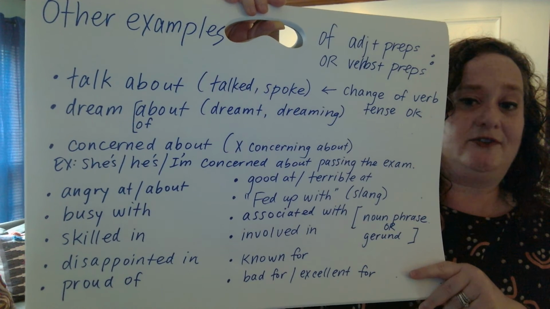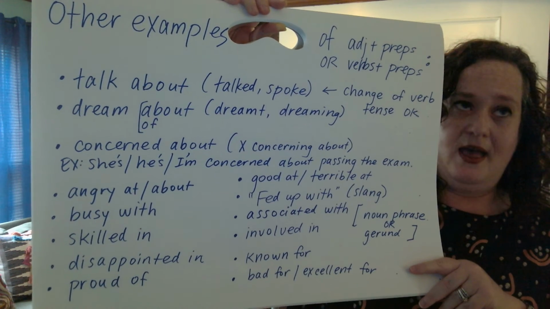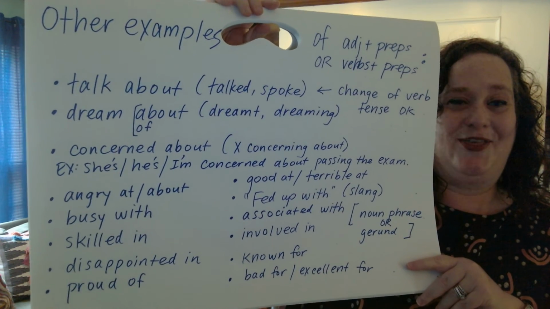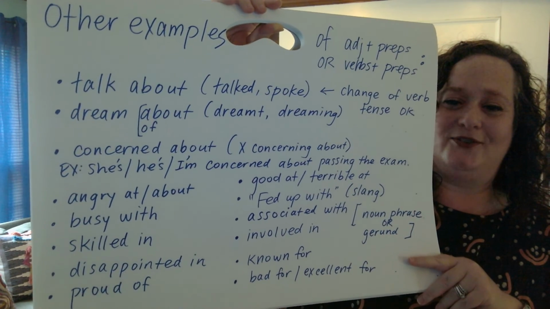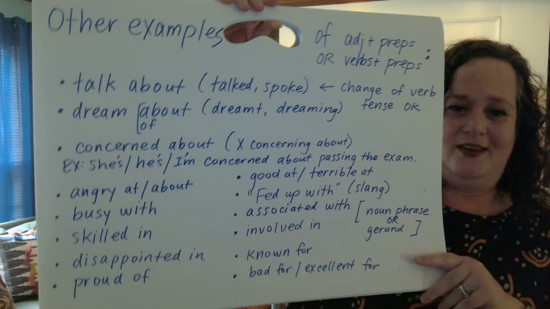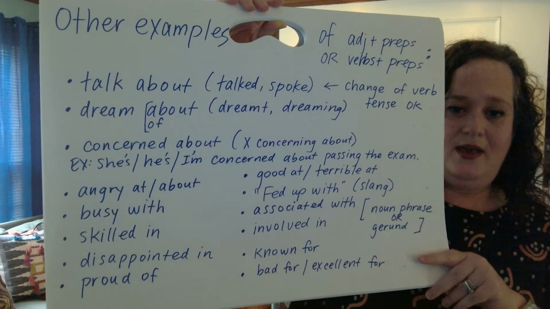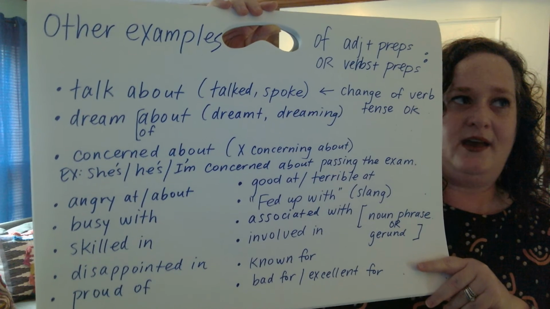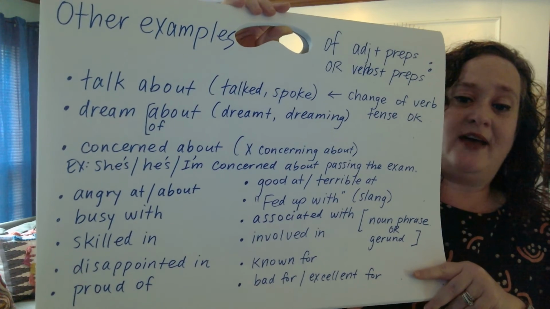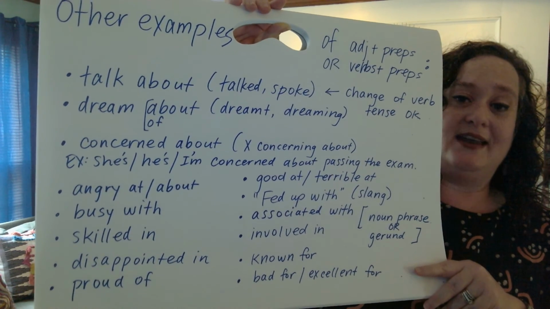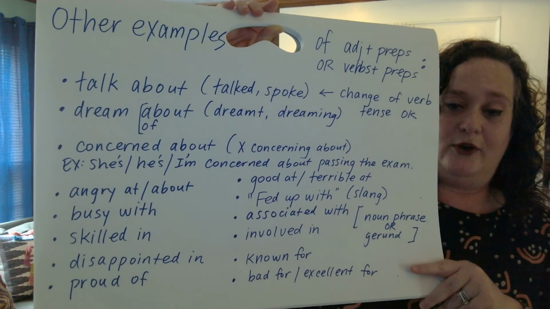The next one is slang, but it's very common. Fed up with. Can you guess the meaning? I am fed up with staying at home. So can you guess the meaning? It's extremely angry or impatient. Fed up with. Another one, associated with. For example, she is associated with the garden club, for example. Now you'll notice that my example used a noun phrase, the garden club, and not a gerund. So both could be okay.